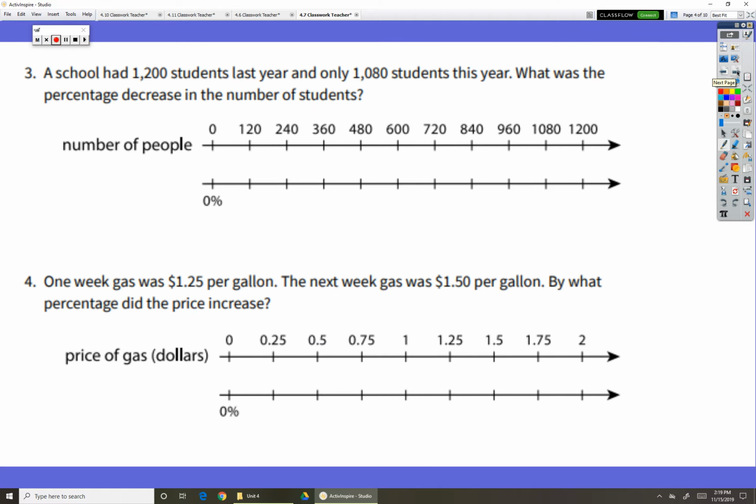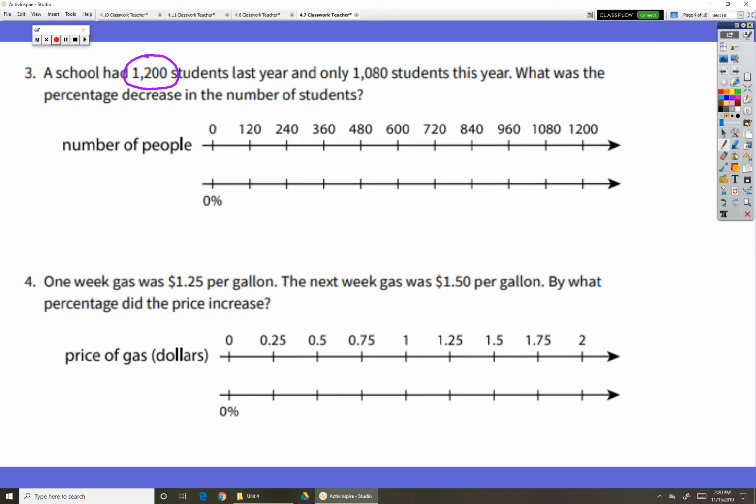Okay, number 3 says a school had 1,200 students last year and only 1,080 students this year. What was the percentage decrease in the number of students? So we have two amounts this time, and we're supposed to find the percent. So we have to decide which one of the amounts is the original amount. Well, the original amount is what happened first. Last year came before this year. So this is our original amount.